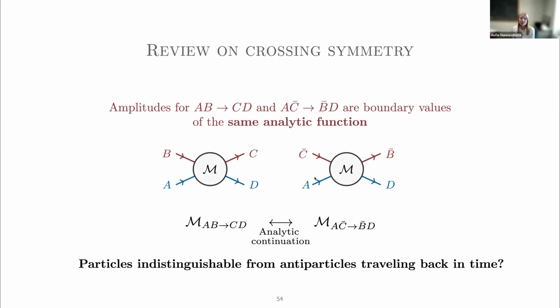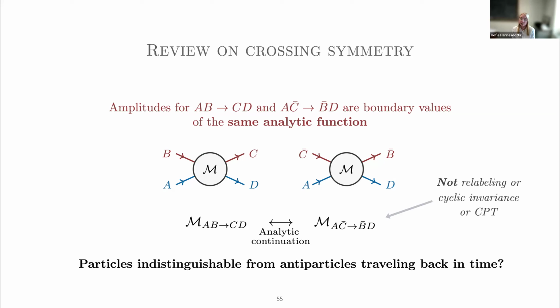are basically boundary values of the same analytic function, so that there exists an analytic continuation between these two amplitudes. And the argument used to justify this is that particles should be indistinguishable from antiparticles traveling back in time. But maybe you can anticipate from my question mark that we'll actually have to revisit this a little bit.